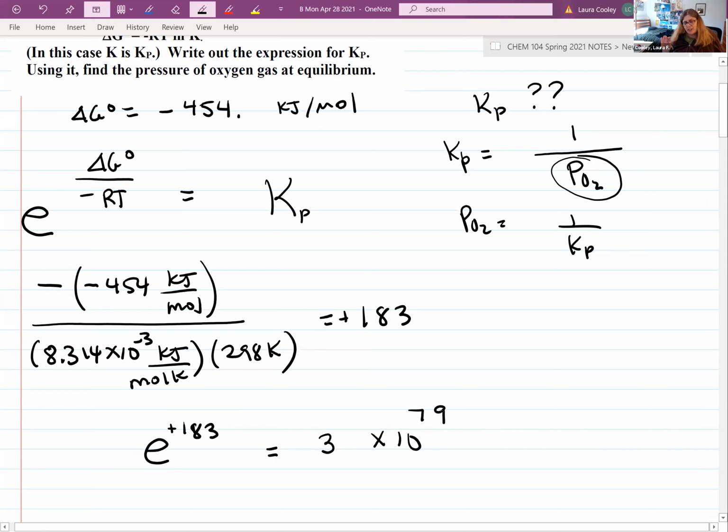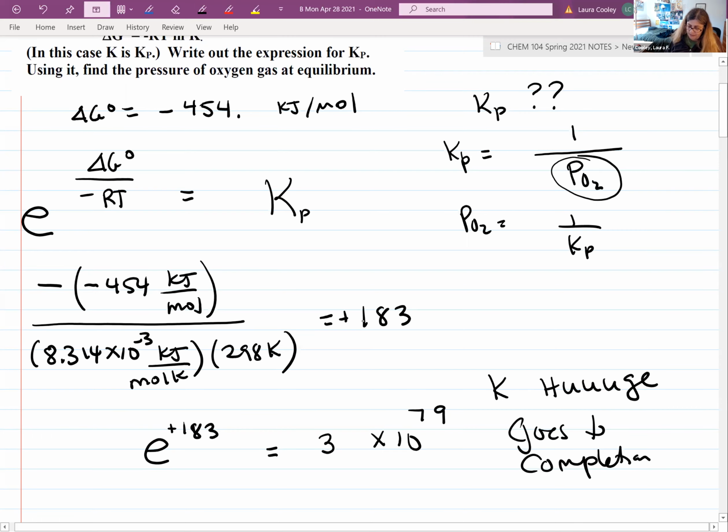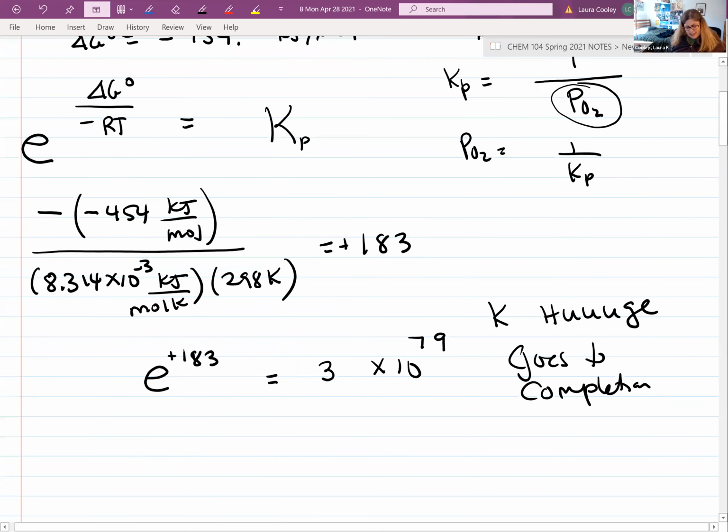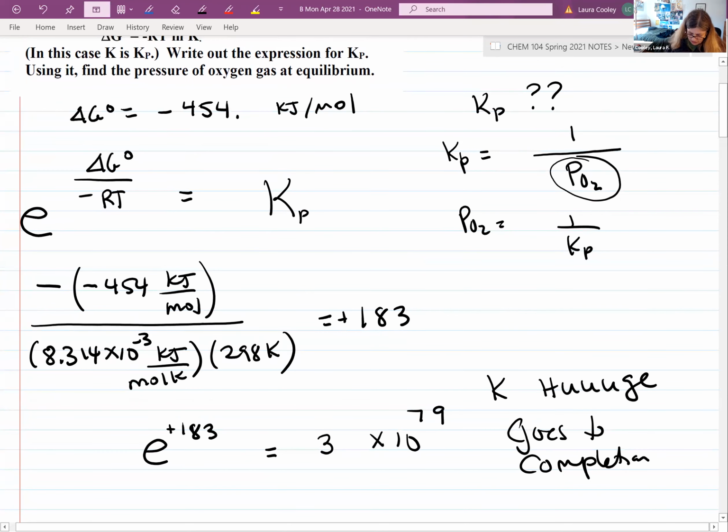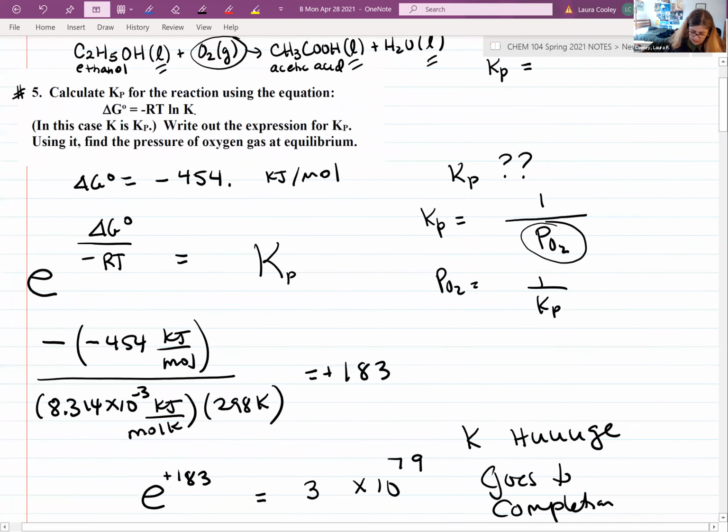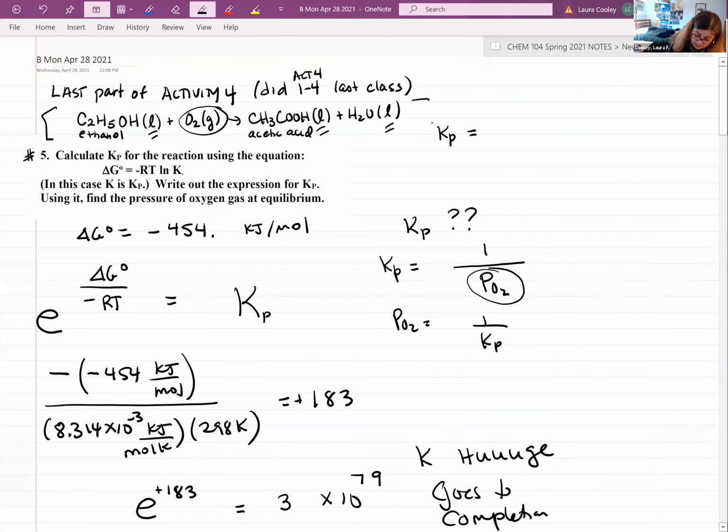If ever a reaction has gone to completion, it's pretty much this one, okay? So this basically goes to completion, because the K is huge, okay? So what does that mean about the pressure of oxygen at equilibrium? So here's the reaction again, right here. So if this reaction is going all the way to the right, pretty much, then there's not going to be any oxygen left at equilibrium. And in fact, like I said before, they're related by this inverse relationship here.